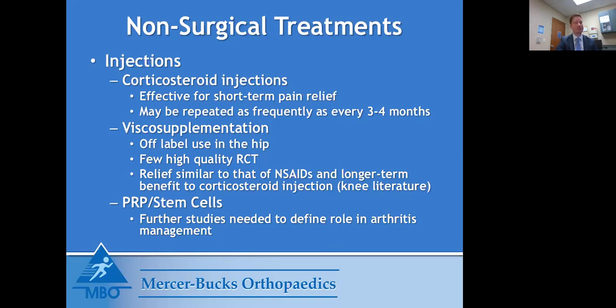In folks that are not deriving relief from steroid injections and may have significant medical comorbidities that preclude the likelihood of being able to have an operation, then viscosupplementation may be a useful tool to add in our treatment. However, it is not one of our frontline treatments. And things that are under further investigation as far as their utility in the treatment of hip arthritis are things like platelet-rich plasma or stem cells.